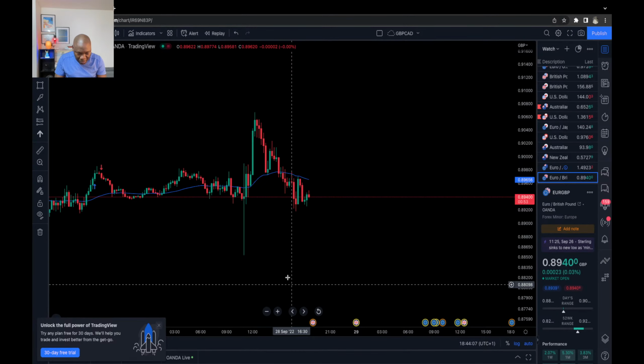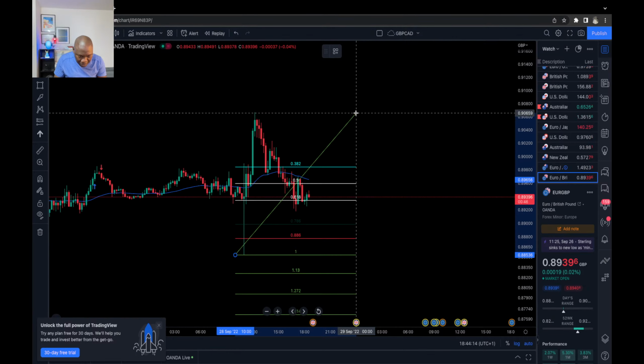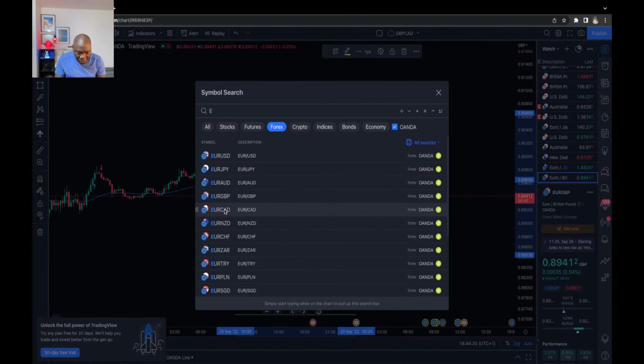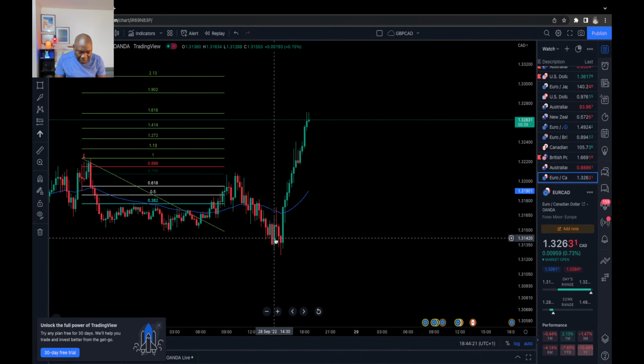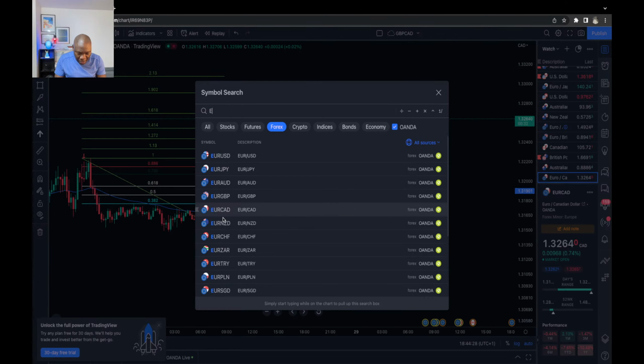The Great British Pound is going through some turmoil. I wouldn't trade anything with the pound sign on it now because of all the economic turmoil that's going on in the UK right now. But again, this is an uptrend for the Euro CAD. Euro New Zealand.